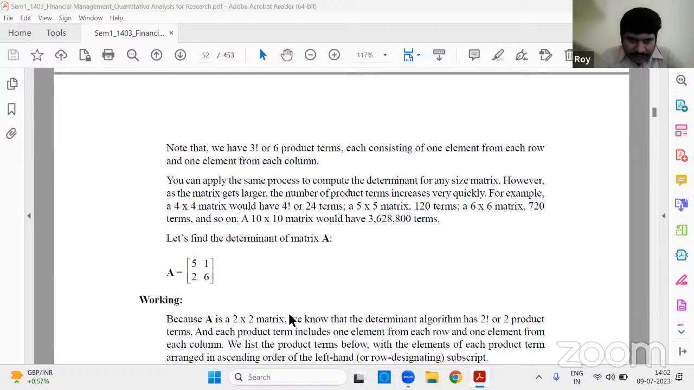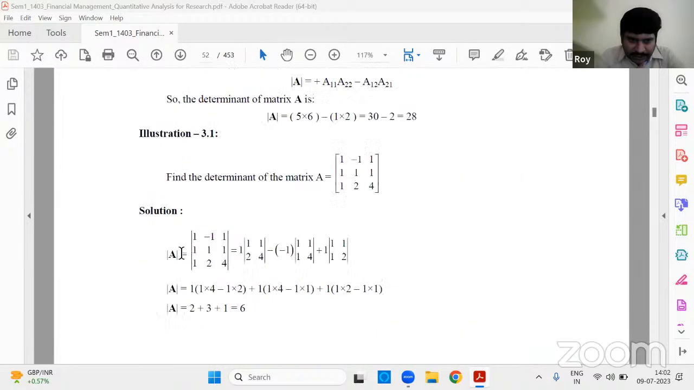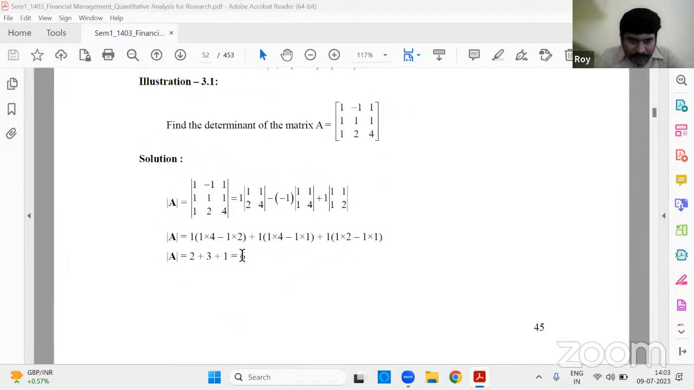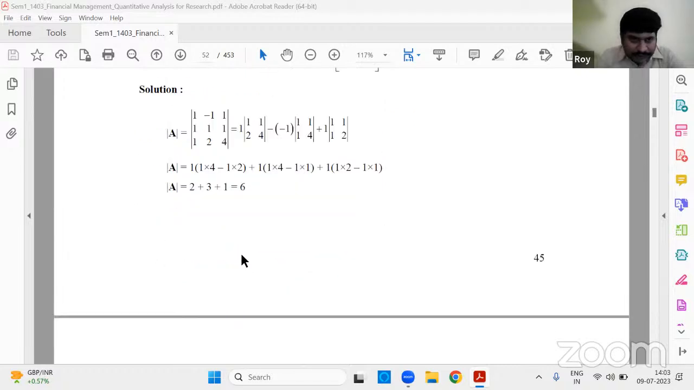Now, what is the determinant of matrix A? Simple. How will you identify it? Mod A is equal to 1 into 1124, so this one, 1 into 1124 minus 1 into 1114 plus 1 into 1112. You multiply this and you will get the determinant of matrix A.